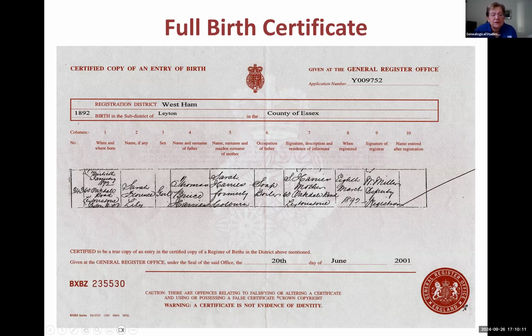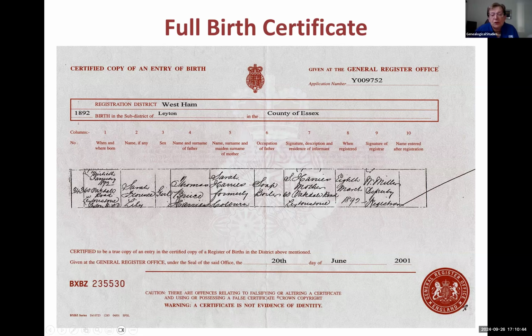So we've got Sarah Florence Lily, who was a girl born to Thomas Bruce Harris and Sarah Harris, formerly Coburn. And Sarah Harris, formerly Coburn, was the informant who lived at 60 Oakdale Road, Leytonstone. And Sarah Florence Lily was born at 60 Oakdale Road. So this was a home birth.